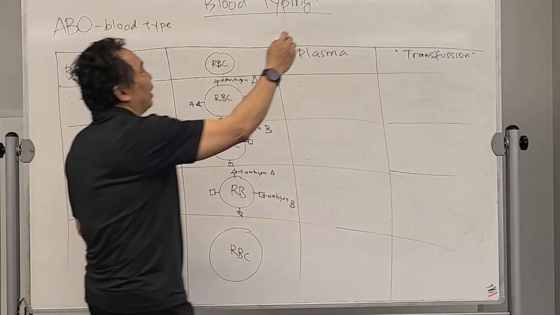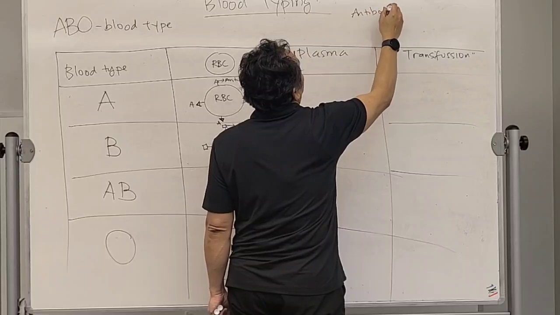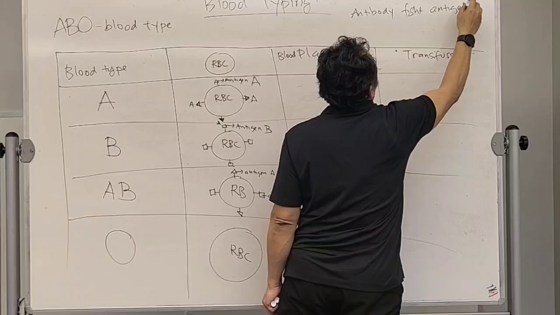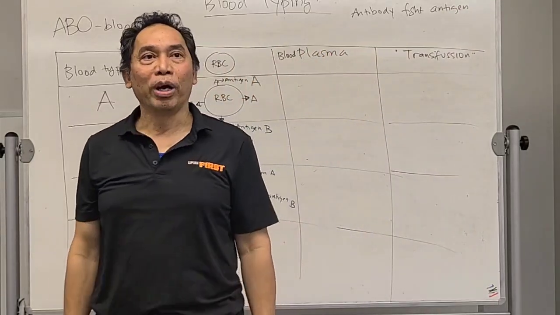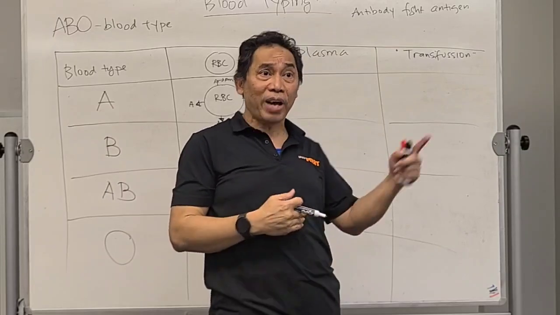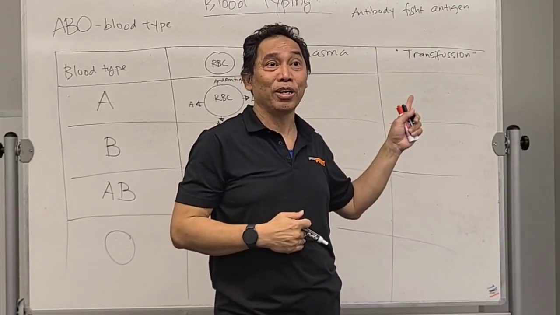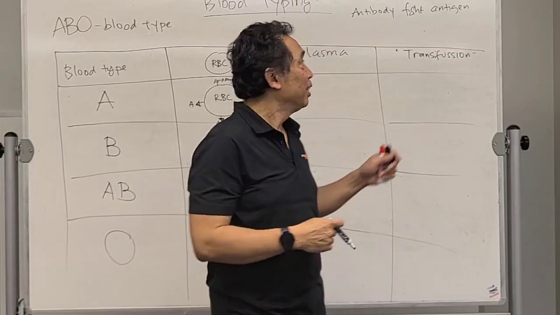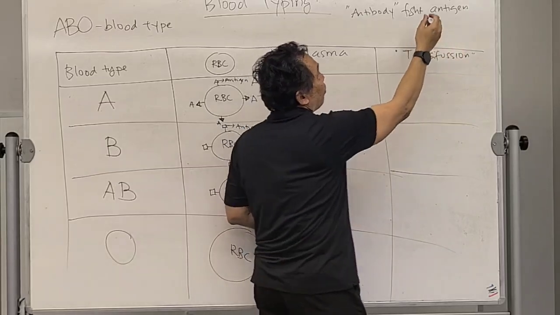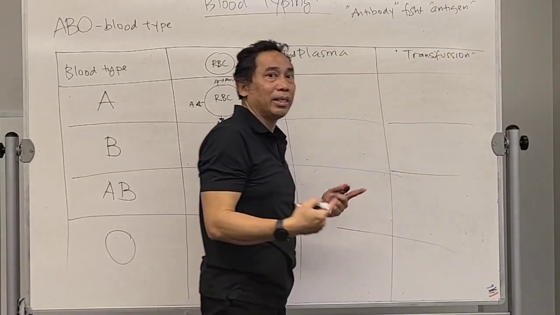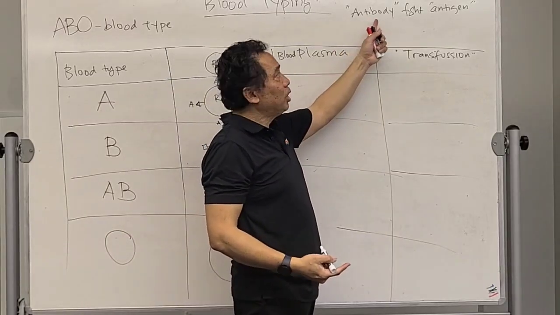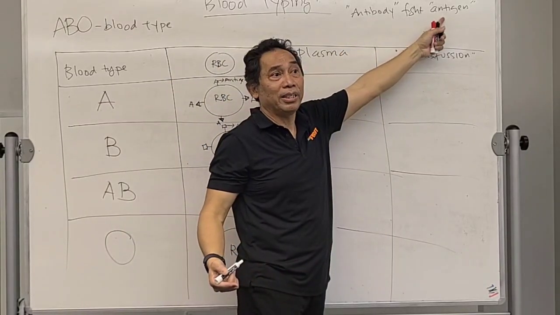Now, this is the rule. Antibody fight antigens. Okay? So when there is antigen enter into your body, then your body will create antibodies to fight them, to kill them. That's the role of immunity. Okay? So our antibody is created inside our cell, inside our blood, to fight these antigens that enter into our body. Now, this antibody is very specific for specific antigen.